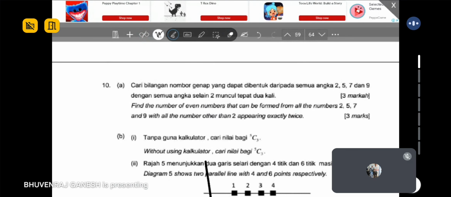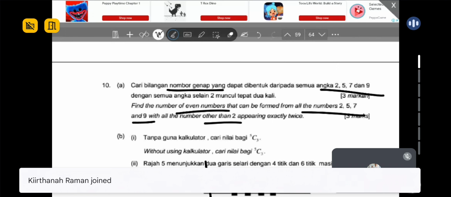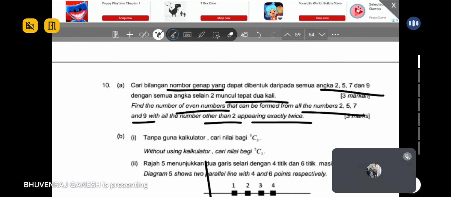Alright. So now they ask you even number, nombor genap. Kamu kena guna semua nombor ni, and then other than 2, selain 2, muncul tepat 2 kali. So now you must think and see what is the concept over here. So now you want to form even number: 2, 5, 7, 9. So how do you form even number? First question. Macam mana kamu nak dapat nombor genap? So nombor genap means the end number, nombor ke akhir tu mestilah nombor yang genap. Betul? Yes, final digit must be even.